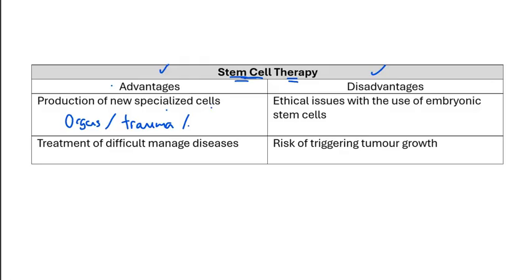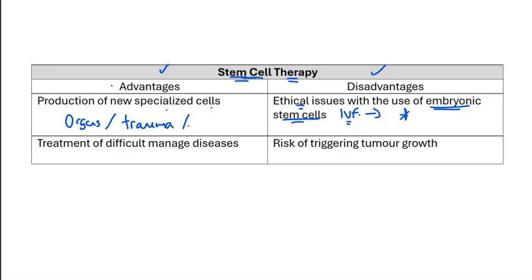One of the disadvantages associated with this is where we use embryonic stem cells. These embryonic stem cells are usually derived from IVF treatment, where embryos or early stem cells have been decided not to be used for IVF treatment and are donated for stem cell therapy. However, this is seen as an ethical issue, that these embryos may be destroyed in the process of taking these stem cells in order to treat adults, and so that's a negative side.